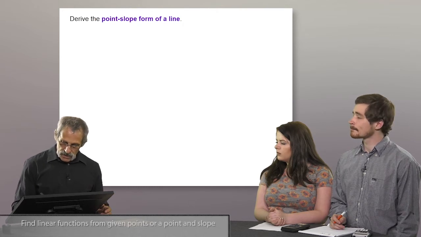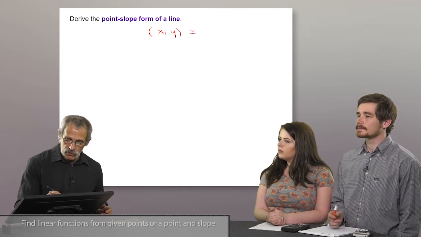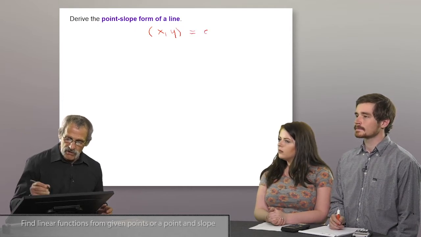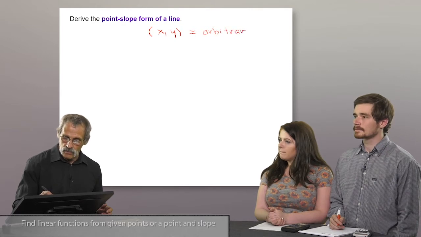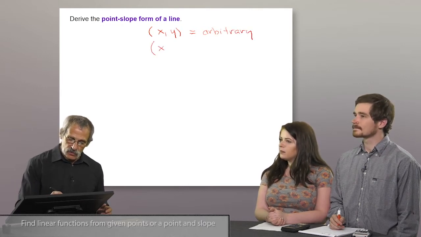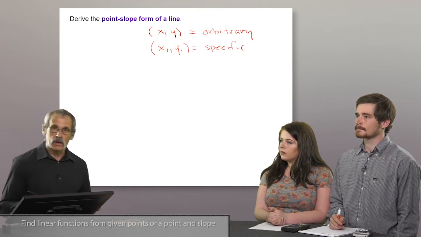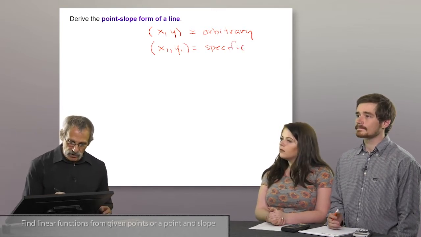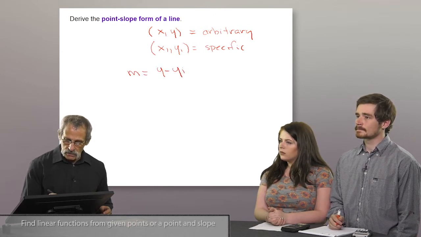I'm going to say that x, y refers to an arbitrary point on the line, and x1, y1 would be a point that I actually give you, so it would be a specific point on the line. So I'm going to write my slope formula, which is my change of output per change of input. So it would be y minus y1 over x minus x1.